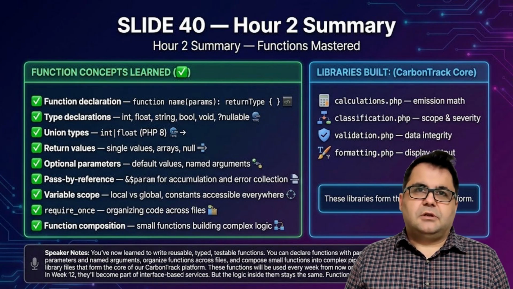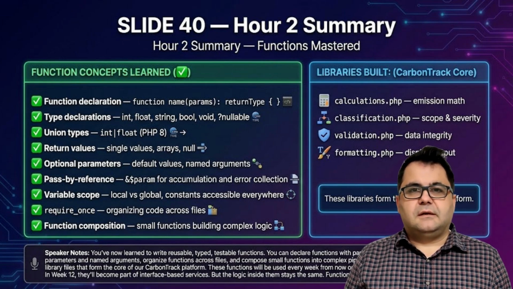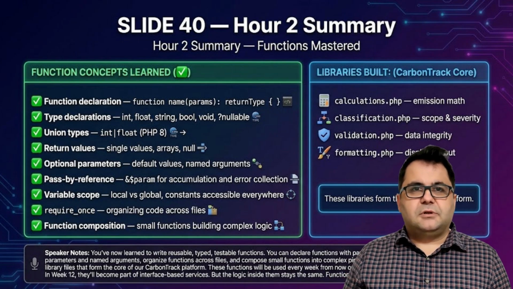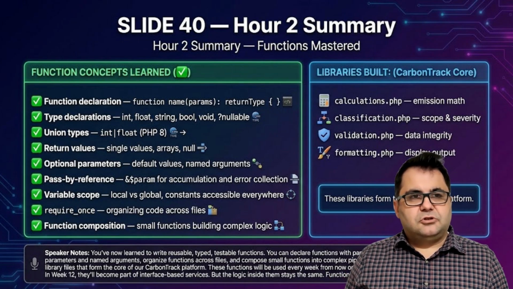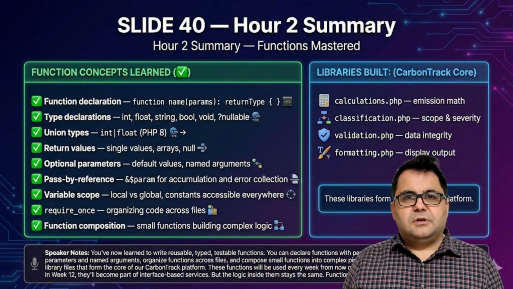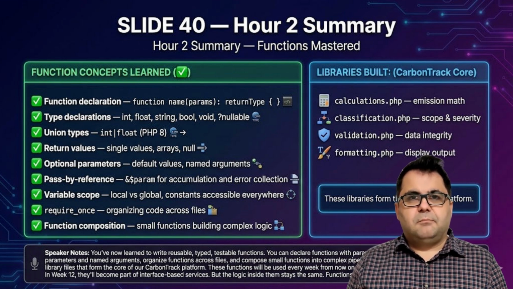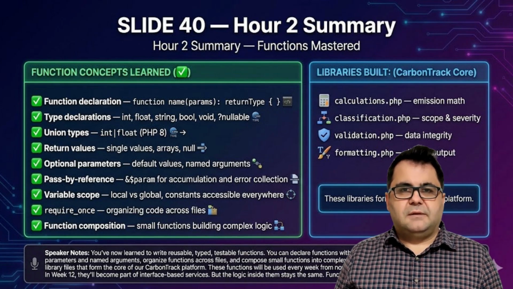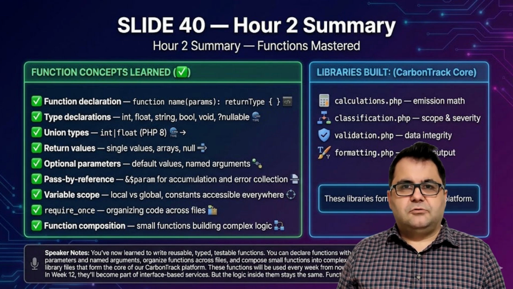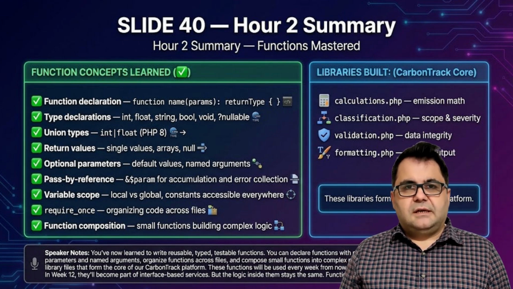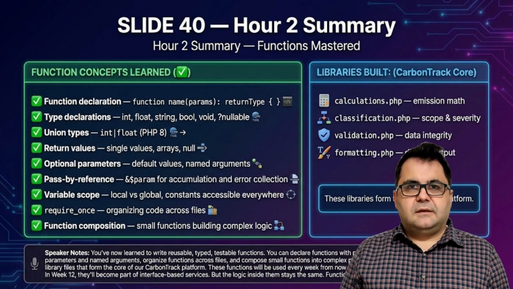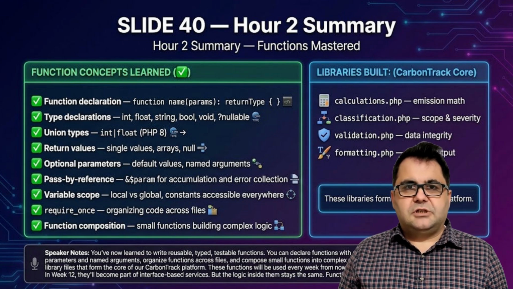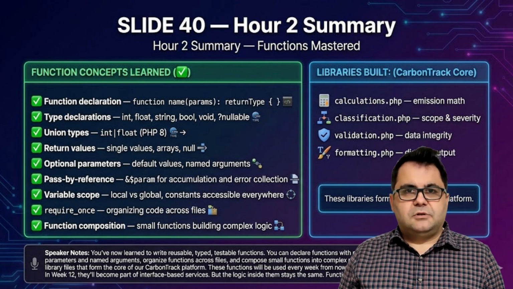You've now learned to write reusable, typed, testable functions. You can declare functions with parameter types and return types, use optional parameters and named arguments, organize functions across files, and compose small functions into complex pipelines. Most importantly, you've built 4 library files that form the core of our Carbon Track platform. These functions will be used every week from now on. In week 9, they'll become methods on classes. In week 12, they'll become part of interface-based services. But the logic inside them stays the same. Functions are the building blocks of everything.